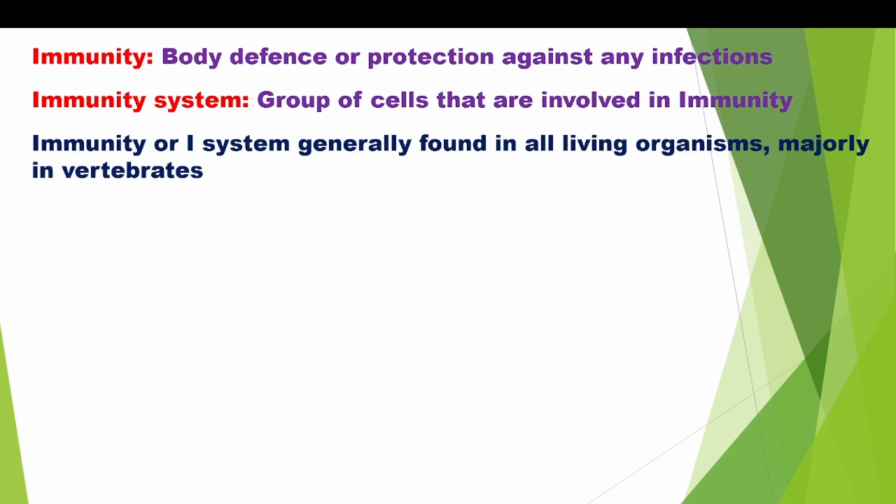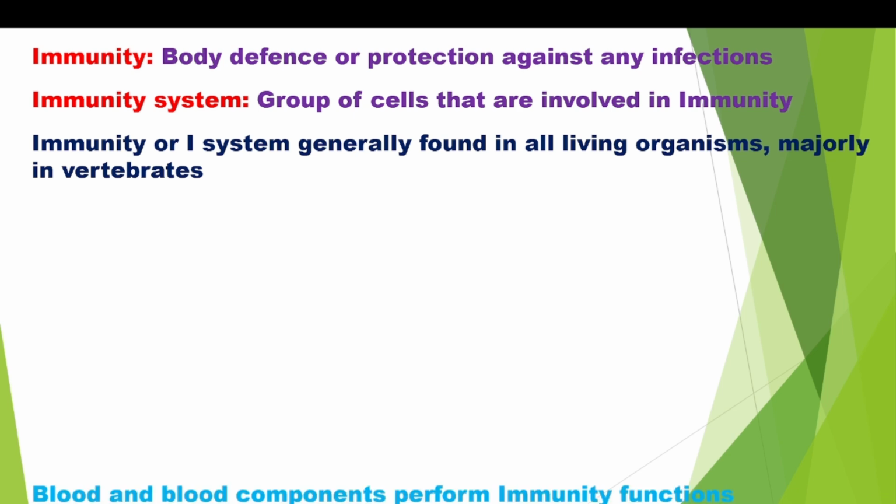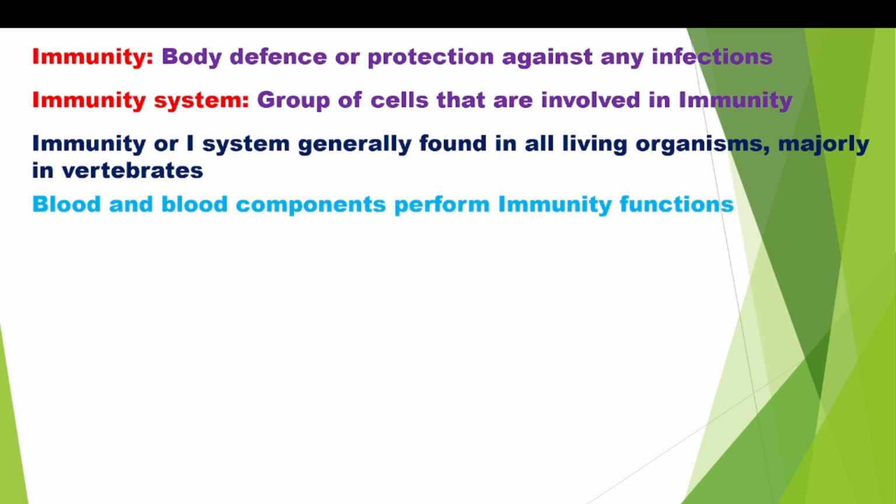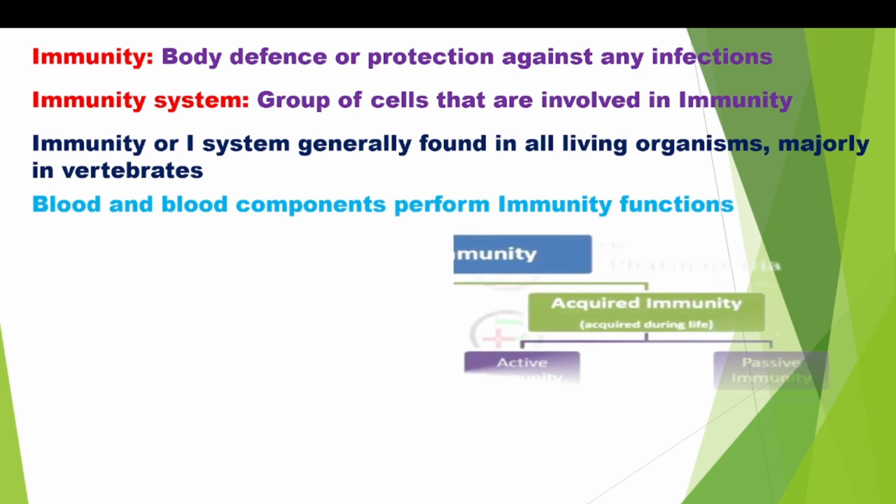Immunity or the immune system is generally found in all living organisms, starting from bacteria to higher organisms, but it is well characterized in vertebrates. Vertebrates means from fishes to humans, so mammals. Blood and blood components perform immunity functions in vertebrates. All vertebrates contain blood. Because of the blood's presence, the immune system exists.